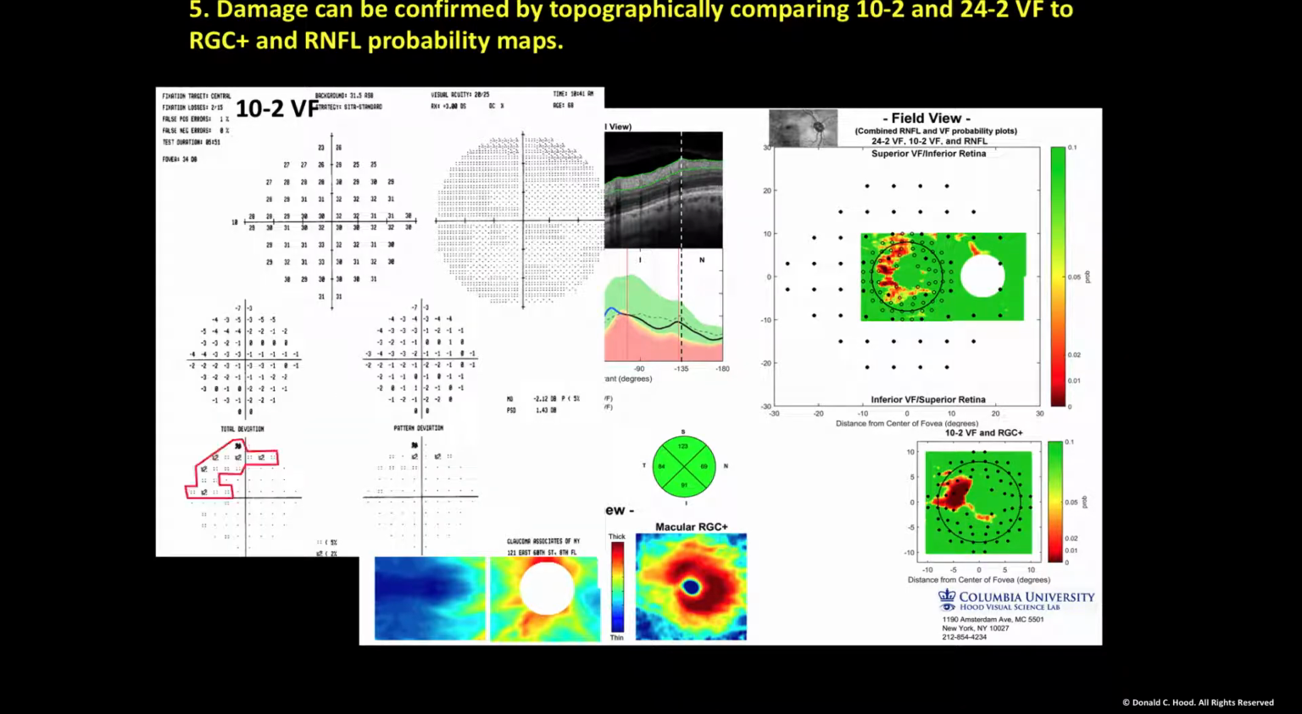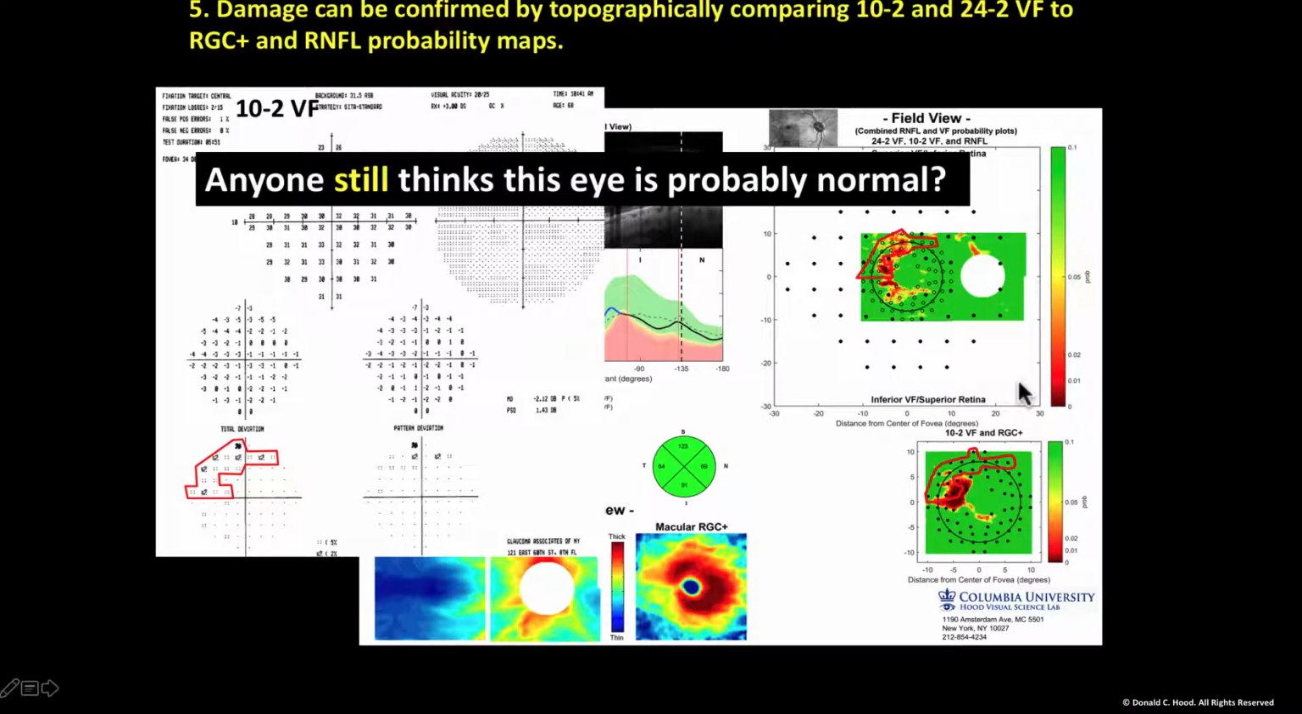Here's the 10-2. That doesn't look so good here, does it? So if we take those points and outline the same points over here, you can see this abnormal region falls in the same region. This topographical agreement between the field and the OCT, and same with up here. You can see the agreement up here as well. All right. Now, so I ask you, anyone still think this is probably normal?